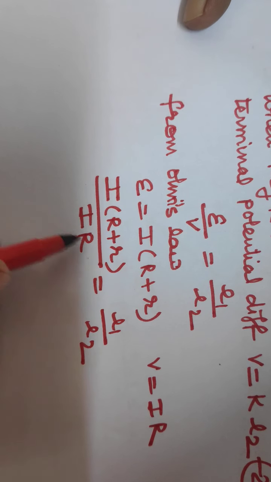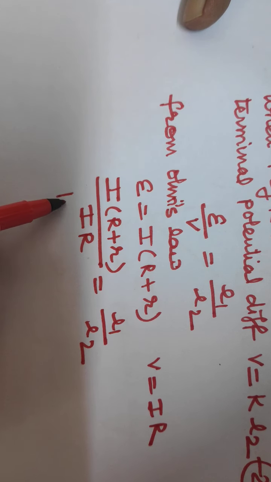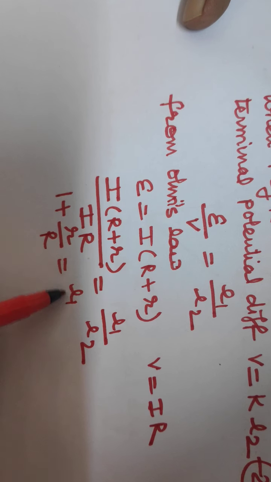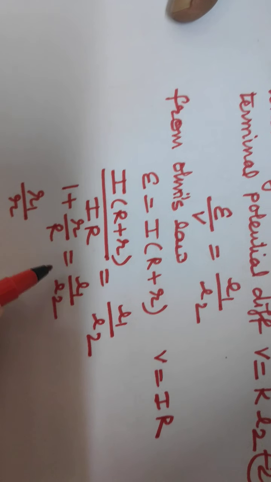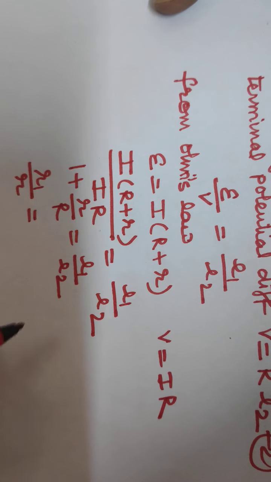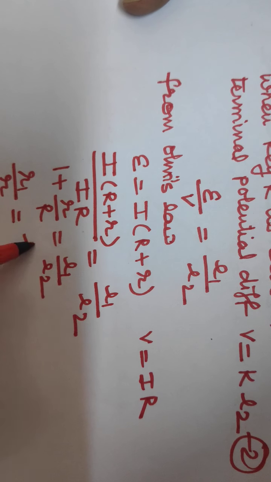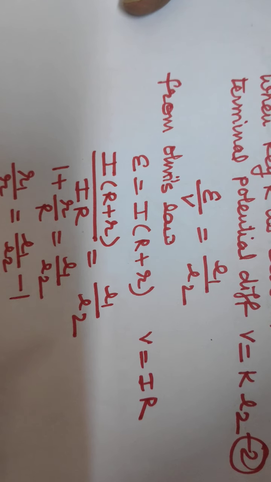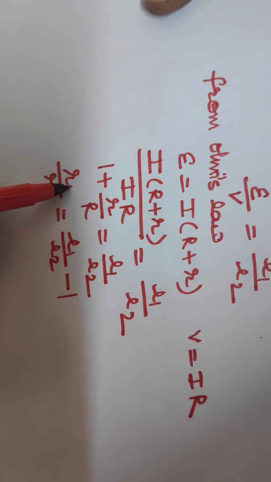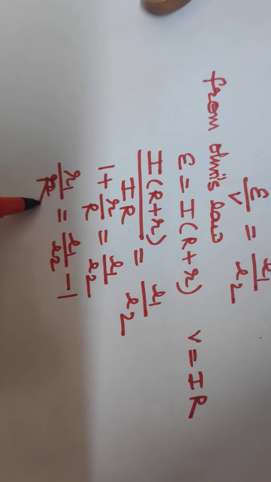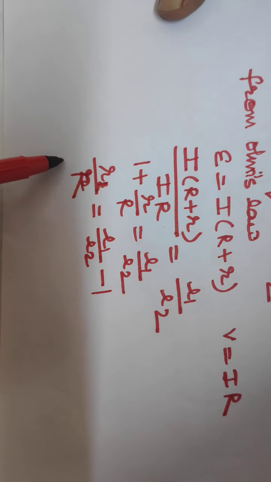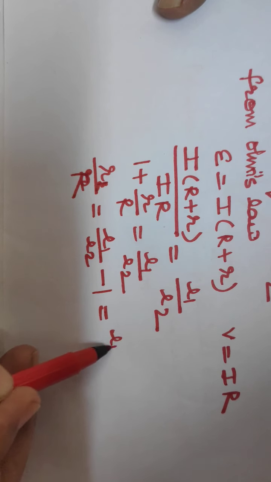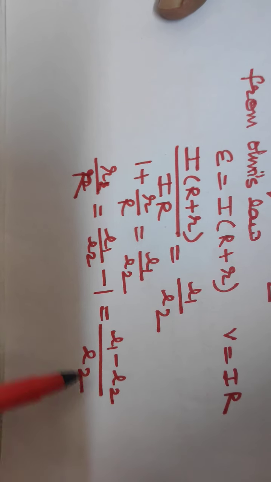Okay, I cancels, so we get 1 plus r upon R equal to L1 upon L2, and we can write r upon R equal to L1 upon L2 minus 1. This is r upon capital R, or it can be written as (L1 minus L2) upon L2.